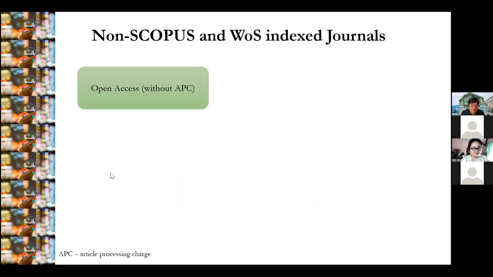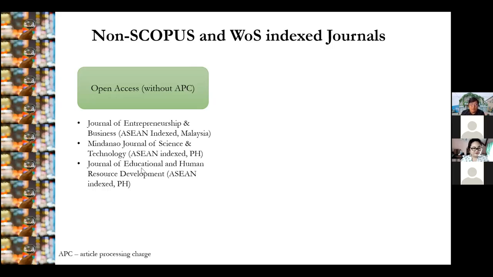Okay? So of course, meron din naman tayong mga non-Scopus and Web of Science indexed journals, yung hindi pa na-index ng Scopus and Web of Science. Of course, meron tayong open access without APC. Okay, like for example, yung Journal of Entrepreneurship and Business. This is one of the top journals in Malaysia in entrepreneurship, which is currently indexed in the ASEAN Citation Index. Meron din ako nakita, for example, Mindanao Journal of Science and Technology, based in the Philippines, managed by one university in Mindanao. ASEAN Index also. Journal of Educational and Human Resource Development, ASEAN Index also. So these are examples of open access without APC. Okay, and of course, meron din tayong open access with APC, yung other type of non-Scopus and Web of Science indexed journals.